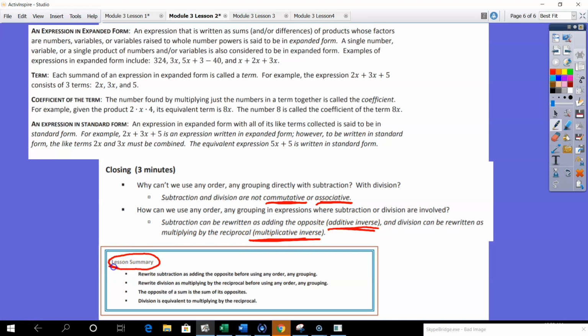So our lesson summary tells us all of these things. It has it written for us. So we rewrite subtraction as adding the opposite before we do any order or any grouping. So before we do those properties. Anytime we have division, we rewrite division as multiplying by the reciprocal before we regroup. The opposite of a sum is the sum of its opposites, so that was what we started our lesson with today, and division is equivalent to multiplying by the reciprocal. Okay, so we're talking about our opposites there. And that is all.